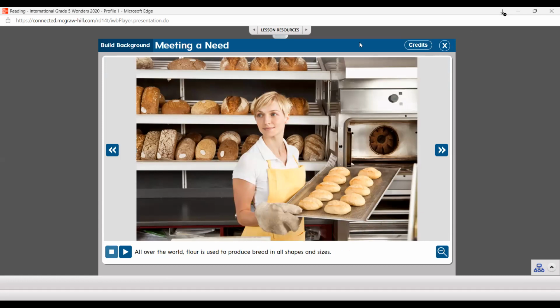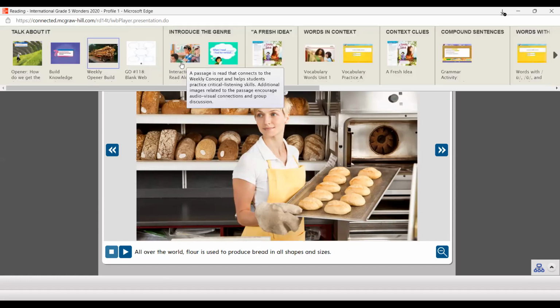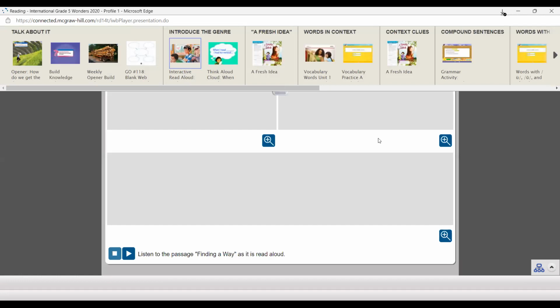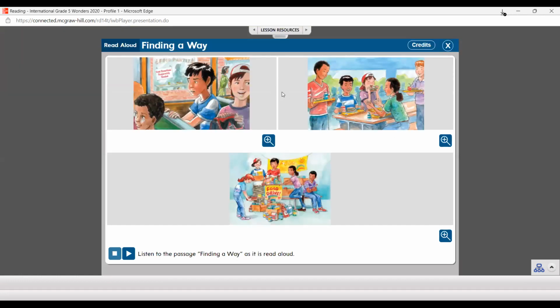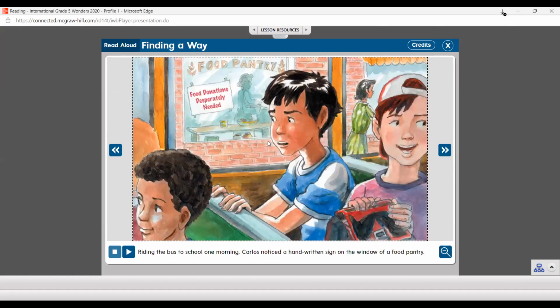Let's go to the other source. Let's listen to this read aloud. It's a read aloud story. It's also about finding a way. It's only a reading part. Listen to it carefully and let's see what happens.